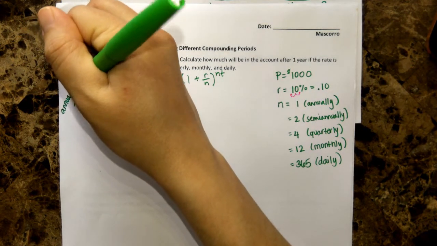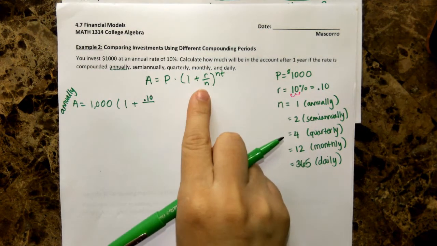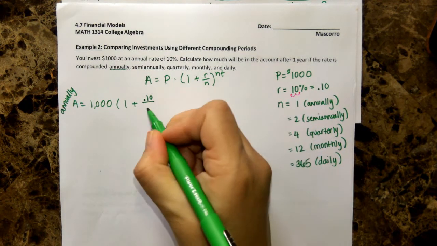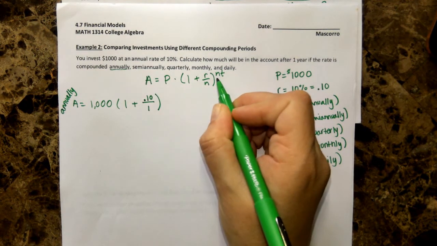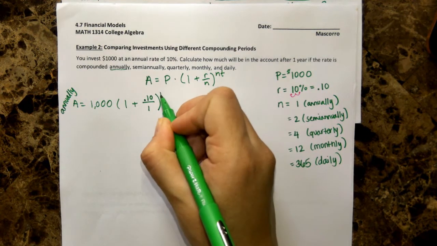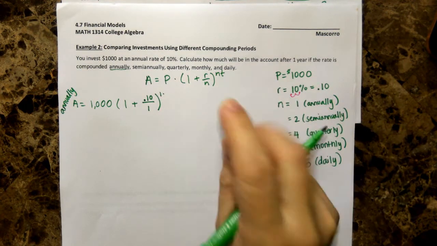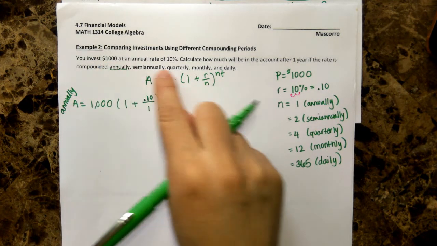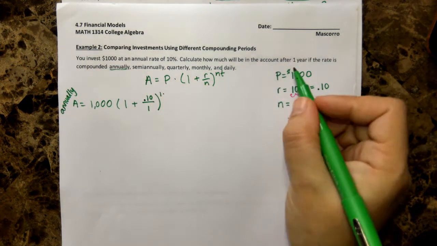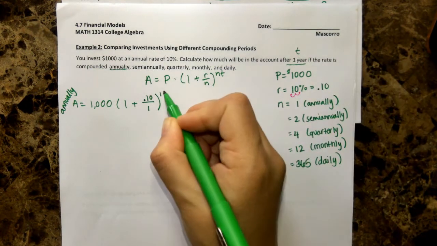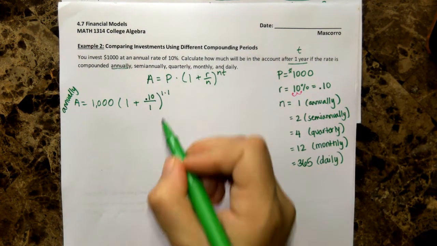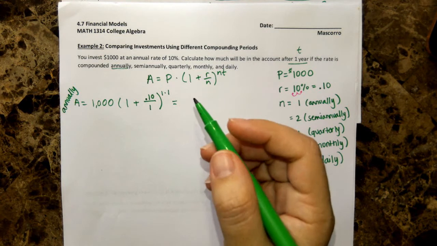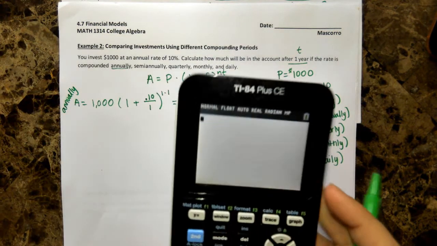doing this problem. So if we're doing annually, my n value will be 1. I'm going to raise it to the n, which again is 1, times t. T is the time in years that you're going to have this money in your investment. And it says our time will be 1 year. So my t value is also 1. And then I'm going to calculate that. I'm going to just use my calculator to help me find all these calculations.